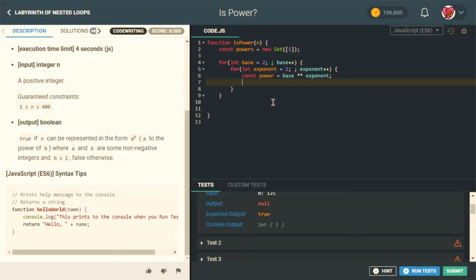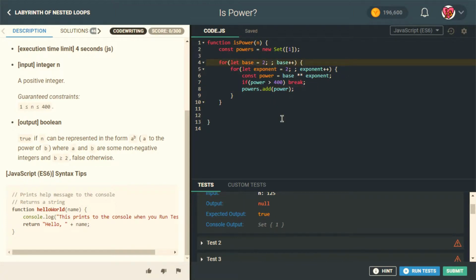But maybe we should only do that if it's less than or equal to 400. So we'll say if power is greater than 400, break. Get out of there. And otherwise, just put it in the set. Is it add that we use with the set? I think it's add, but let's try it. Powers.add. This loop out here looks like it's going on forever, but it's not because of the break over here.